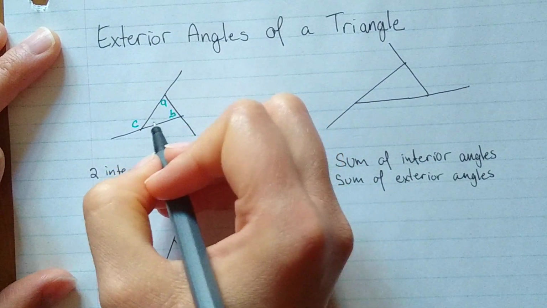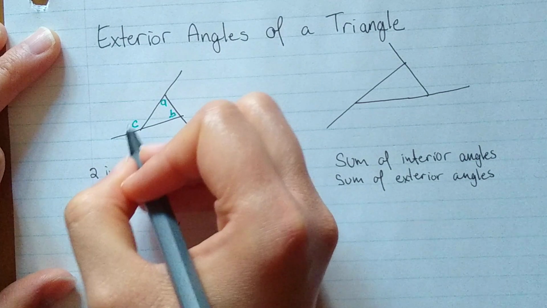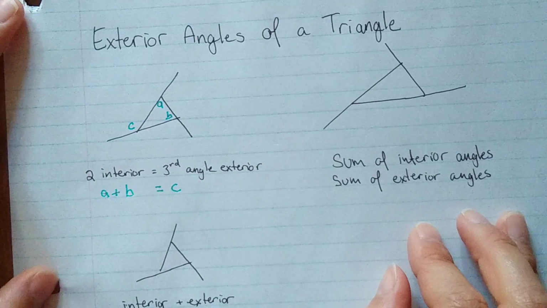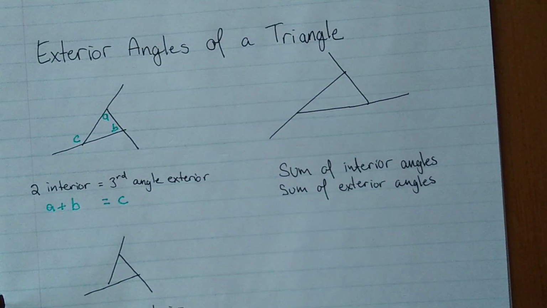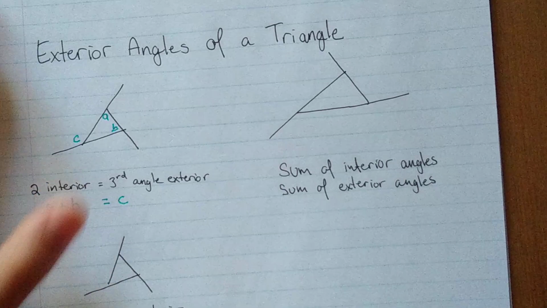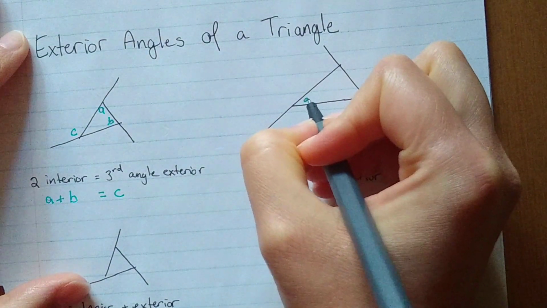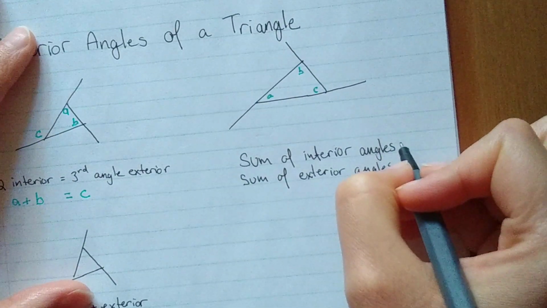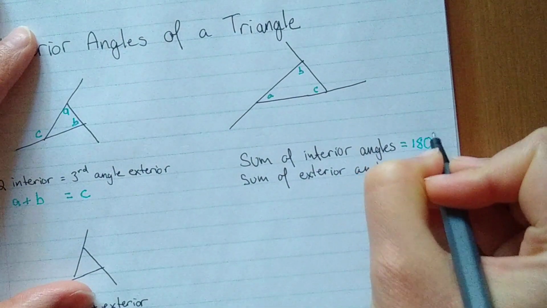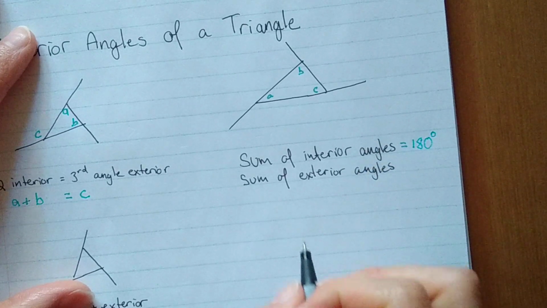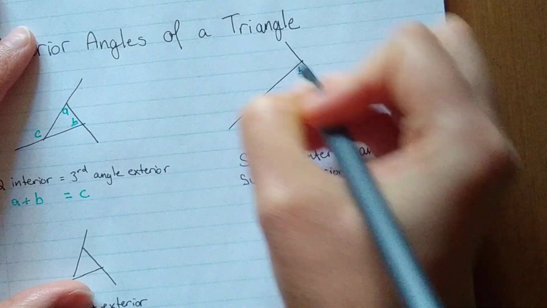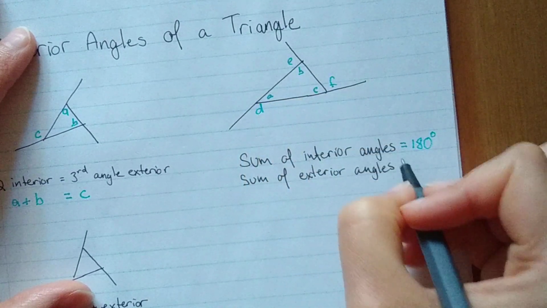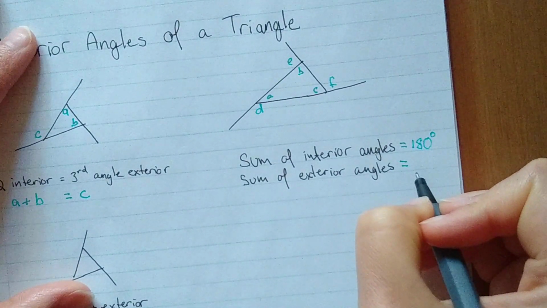So this one plus this one, it doesn't equal the third angle, it equals the exterior of the third angle. And this is true if you take any angle. The sum of the interior angles, so like A plus B plus C, we talked about this already, will always be 180. And the sum of the exterior angles, so let's say D, E, and F, if you were to add this angle, and this angle, you would get 360.